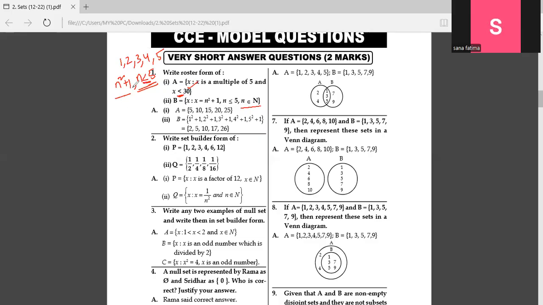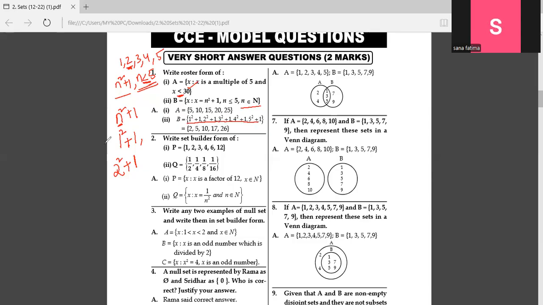Now, how to write this? It is n square plus 1 and n values are 1, 2, 3, 4, 5. So you'll write like this: n should be replaced by 1, the square remains as it is, plus remains as it is, and 1 remains as it is. This will be the first term. Then you have 2 square, because the second term is 2, so in place of n you write 2. Square remains, plus remains, 1 remains. In the same way, you will write down till 5.